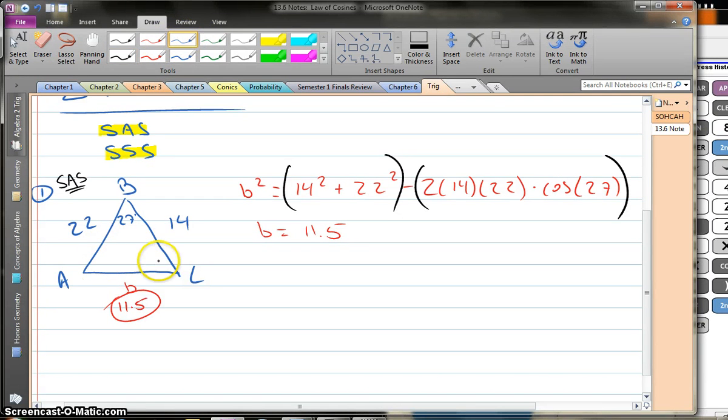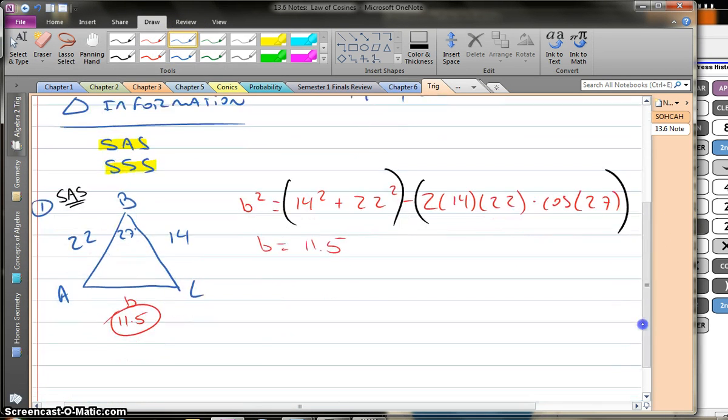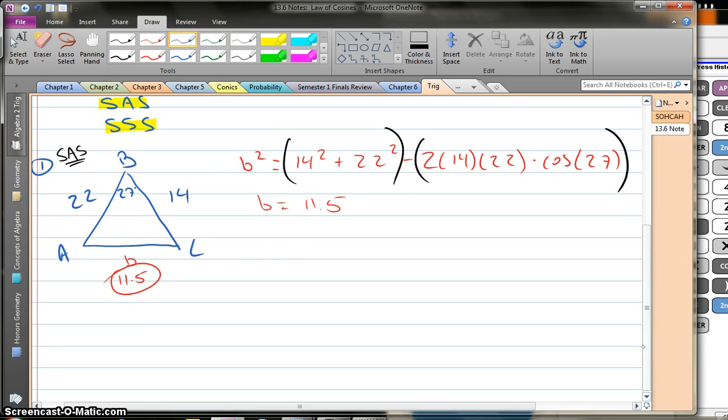Now we need angle A or C. All right. Let's find angle A. All right, so to find angle A, we need to use this first one, because that's the piece we're looking for right there, angle A. So let's match up our pieces and go.